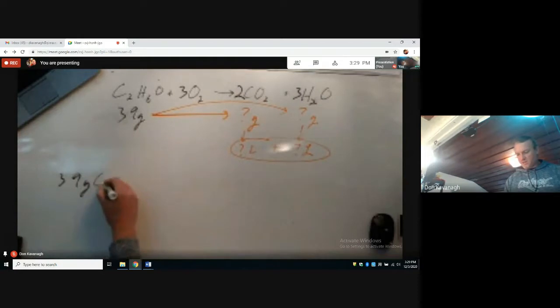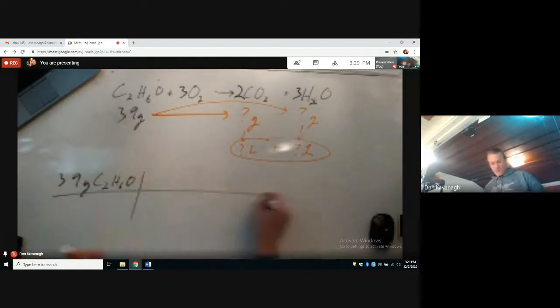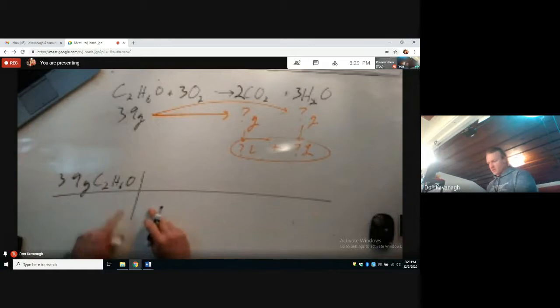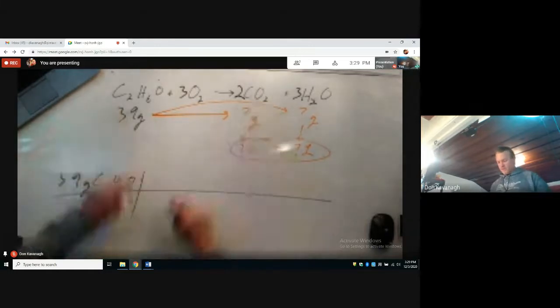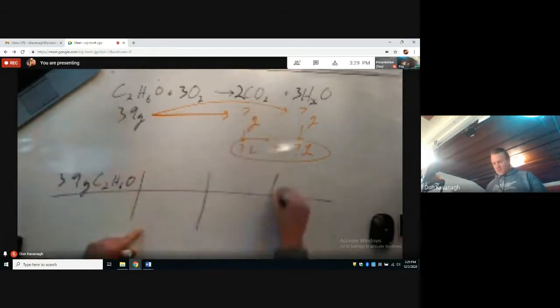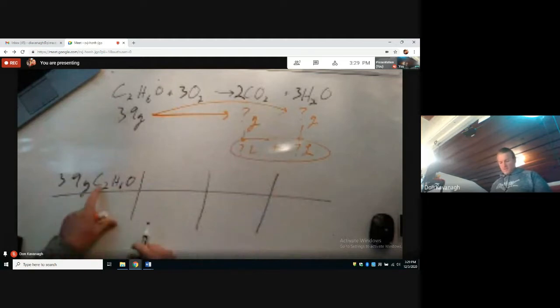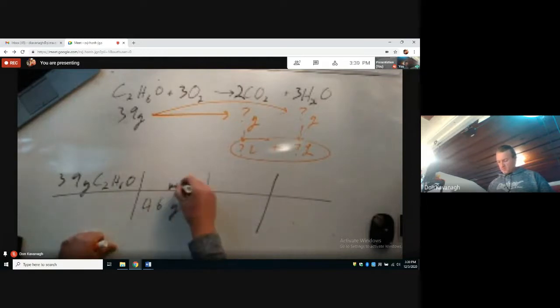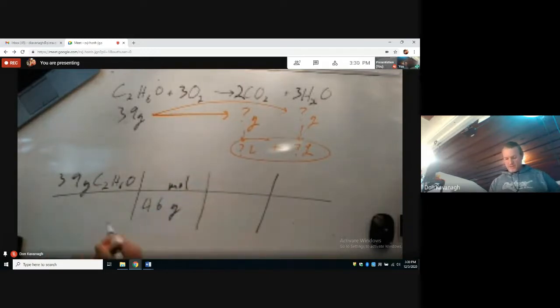39 grams of C2H6O, ethanol. We're going to look this up in the periodic table to figure out the molar ratios of ethanol to CO2. 24 plus 6 plus 16, that's about 46 grams per mole. Adding that up off the periodic table.